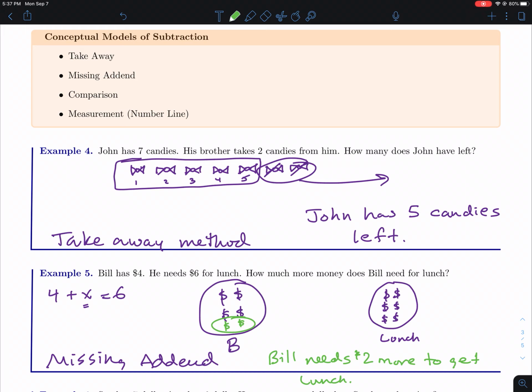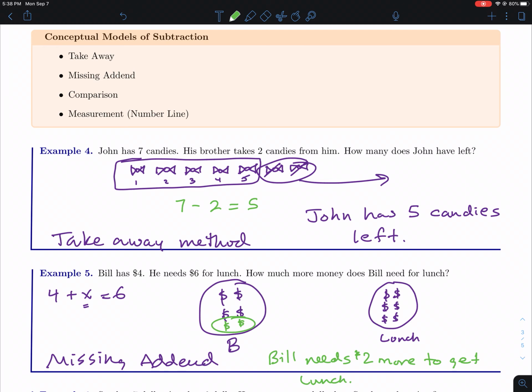All right. So both of these look similar to set theory, but the difference is that the first one was written as a true subtraction. It was basically 7 minus 2 equals 5. Where this one was written more like 4 plus x equals 6. So you can see the subtle difference between these subtraction problems.